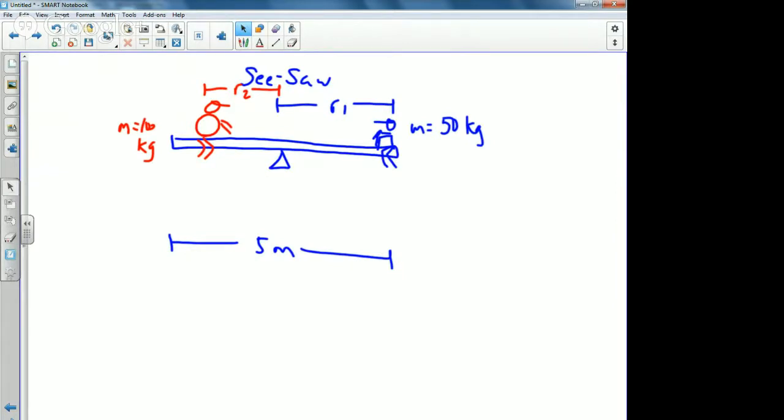So that's the question. Does it matter what the place is? I don't know where the red person is placed. I only know the blue kid is at the end. So he's placed at 5 meters. No, he's not placed at 5 meters. How far is he from the fulcrum? Okay, that's his distance.